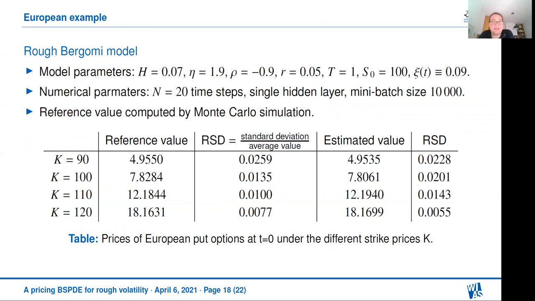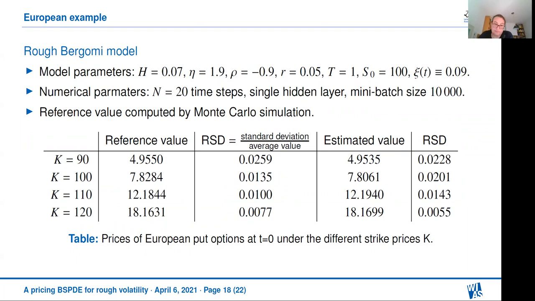So what I was trying to say is, in the European case, this BSPDE approximation using neural networks works. You get the results that you expect to get, up to the standard Monte Carlo error. Reference values here are computed by standard Monte Carlo simulation.